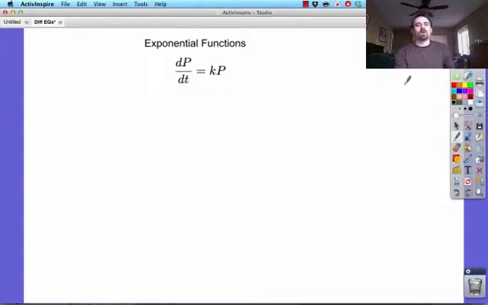Okay, so I want to look at one more particular kind of differential equation, and that is an exponential function. An exponential function is an interesting beast. What it is, and we've talked about exponentials before, you certainly have in pre-calculus, is the rate of change of the function with respect to time. So as the function changes with respect to time, it's proportional to the original amount.